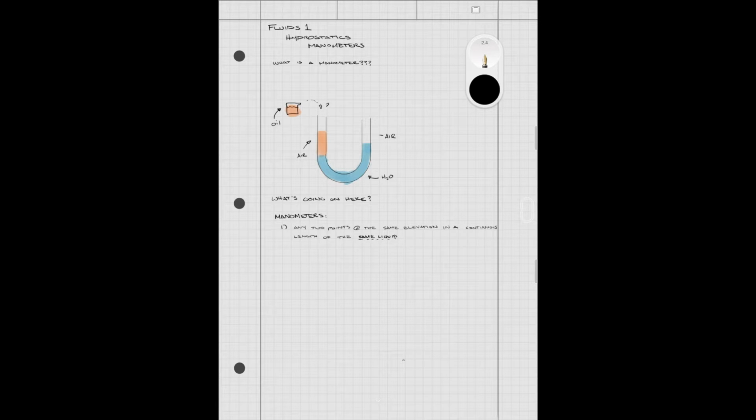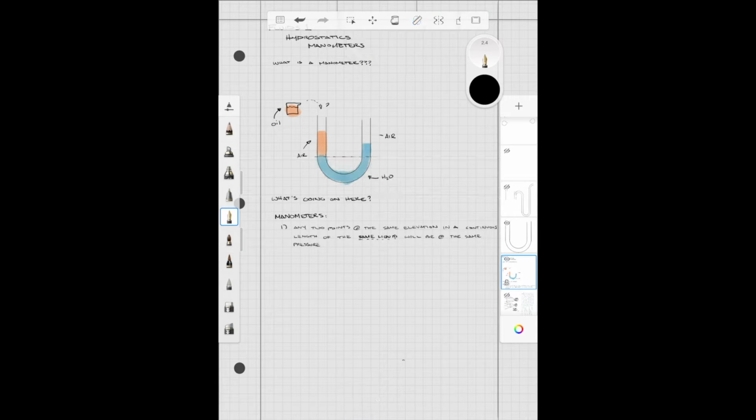1. Any 2 points at the same elevation in a continuous length of the same liquid will be at the same pressure. So the pressure at A equals the pressure at B because they're 2 points at the same elevation in a continuous length of the same liquid. But the pressure at C is not equal to the pressure at D because we're no longer in a continuous length of the same liquid. Okay. 2. Pressure increases as you go down. We've all experienced this while swimming to the bottom of a pool. So the pressure at C, PC, is less than the pressure at A, PA, and PD is less than PB.